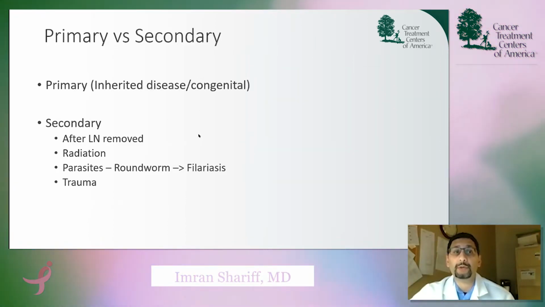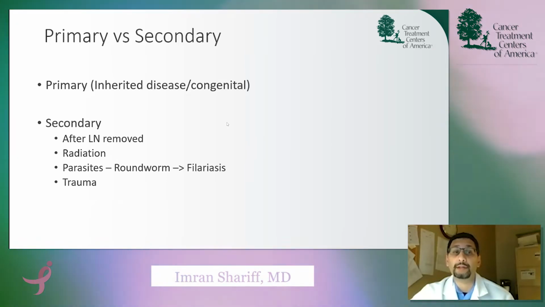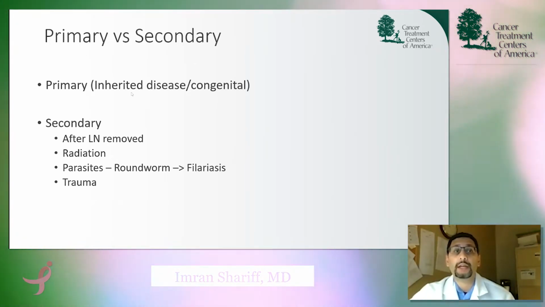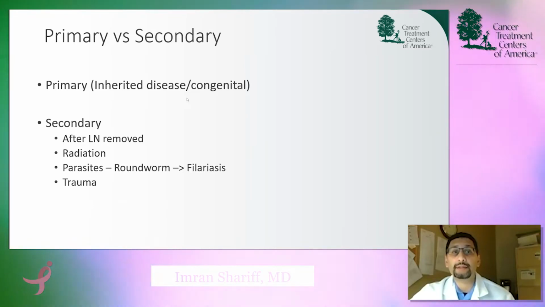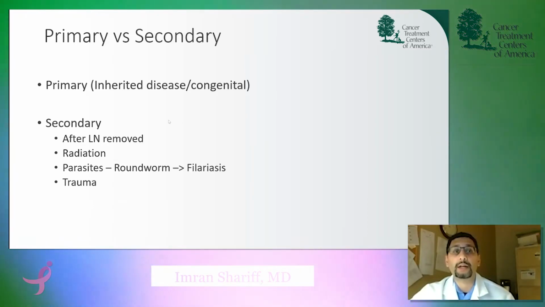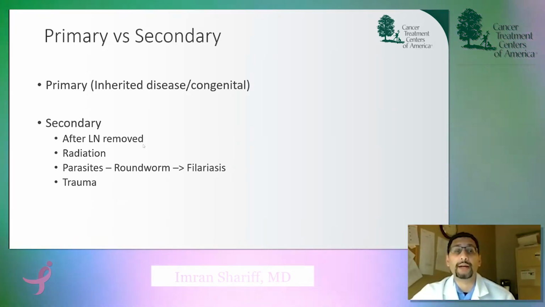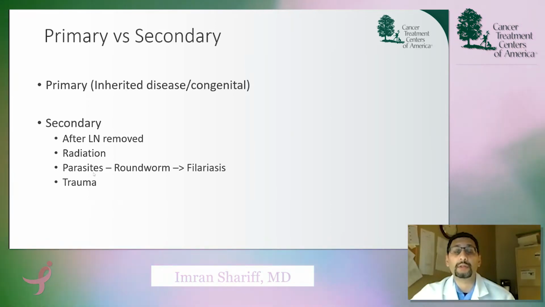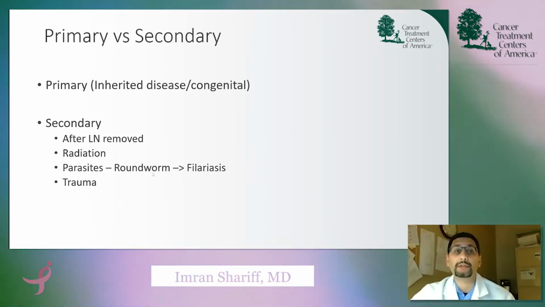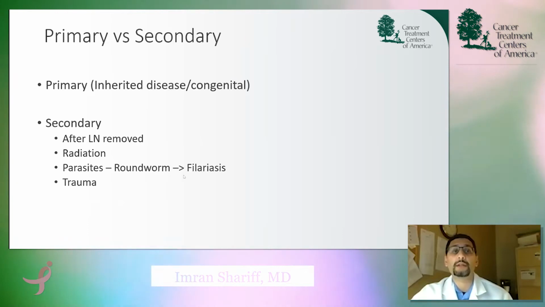When we look at lymphedema, you can look at the etiology as either primary or secondary. Primary is usually inherited diseases or congenital. For today's talk, we'll focus more on the secondary cause with breast cancer-associated lymphedema. Worldwide, there's about 250 million cases of lymphedema. In the US, this is mostly post-surgical after lymph node removal, radiation, trauma. In the world, outside the US, this can be due to a roundworm parasite causing filariasis and swelling of the extremity.